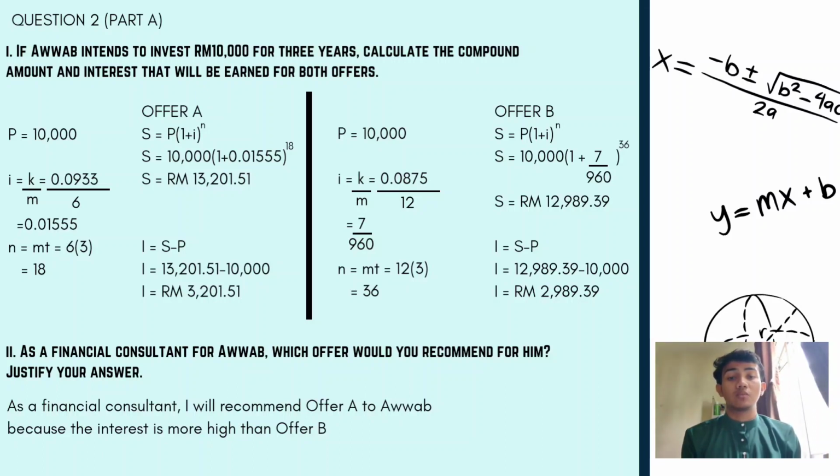Then we can substitute all the information in the formula, and the amount for S is 13,201.51. Then we will use the formula I equals S minus P to find the interest amount. So 13,201.51 minus 10,000. The interest amount is 3,201.51. Then for offer B, we will use the same formula to find the compound amount, which is S equals P in bracket 1 plus I power of N. P is 10,000.